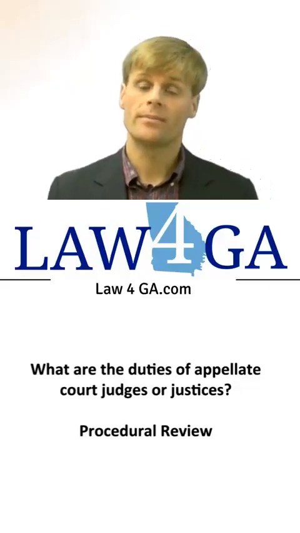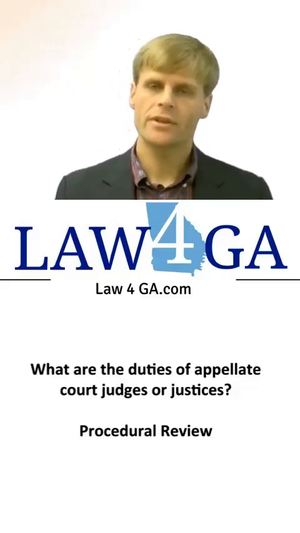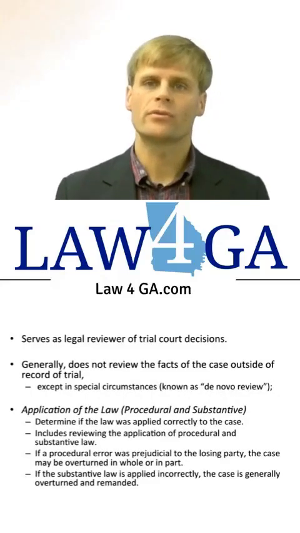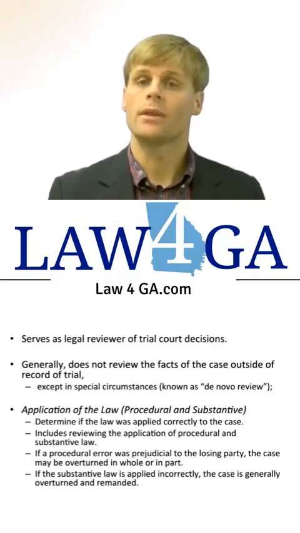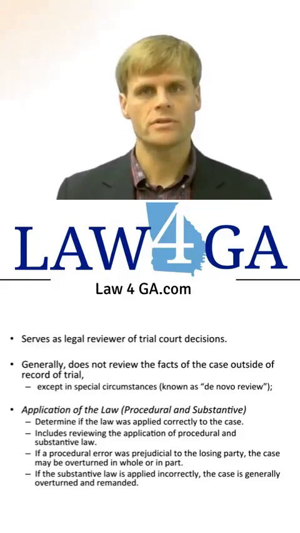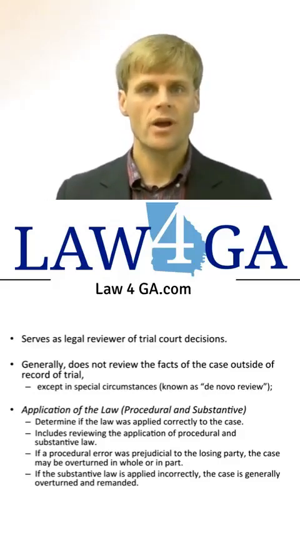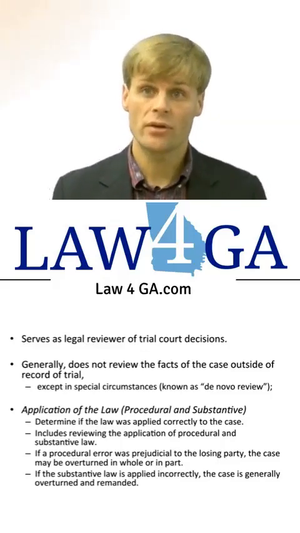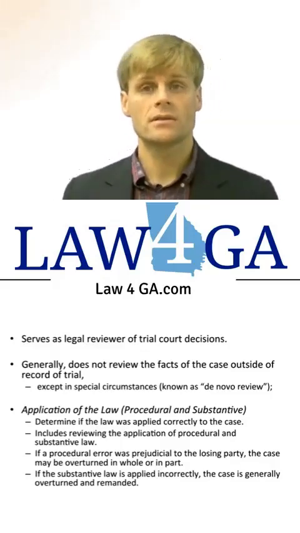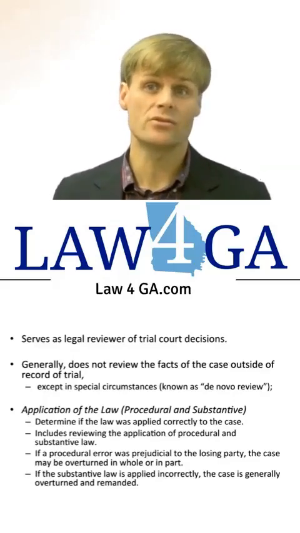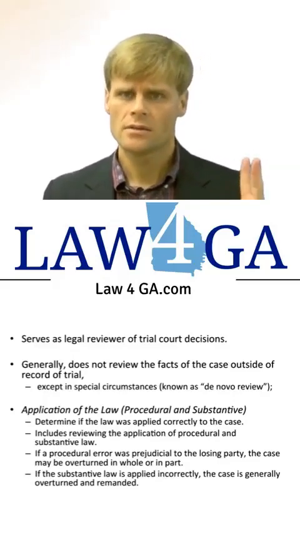So what is the role of the appellate court in the judicial system? The trial court referees a dispute and applies the law to the case, whereas the appellate court reviews the record from the trial court to see if there were errors in the application of the law and/or errors of constitutionality of the law, that the law itself is unconstitutional and should not have been applied in the case. So those are the two issues.